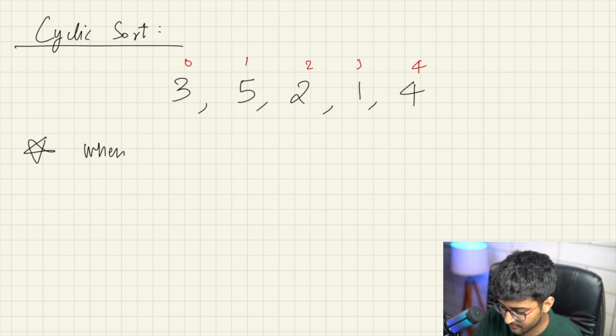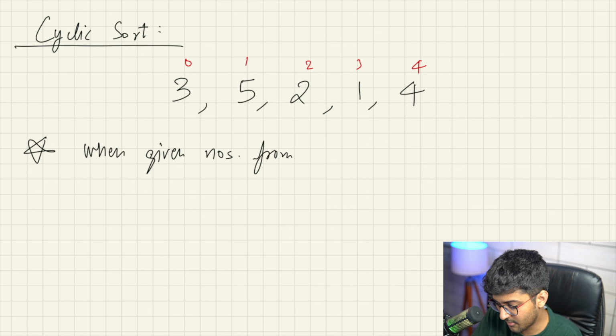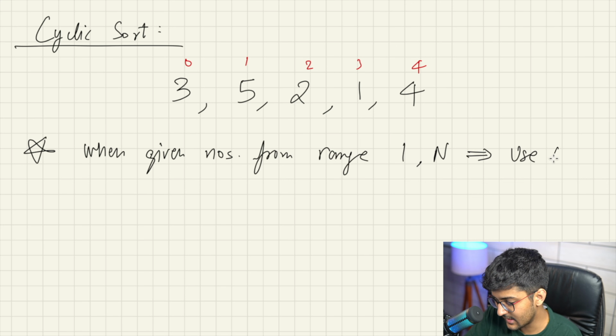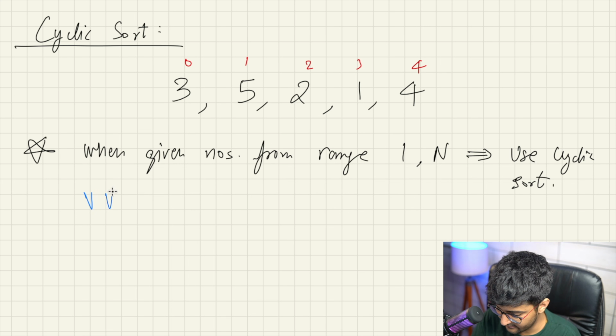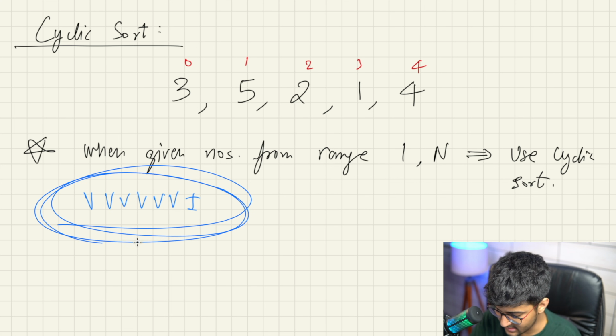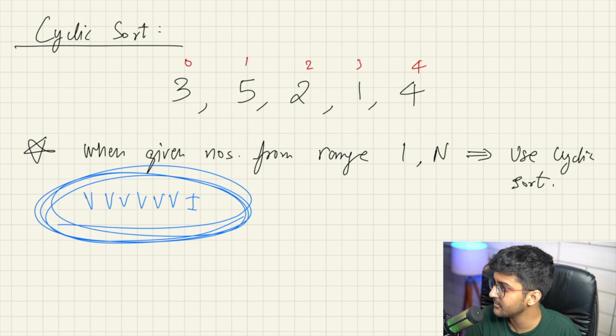When given numbers from range 1 to n, use cyclic sort. This is very, very important. This line is very, very important.